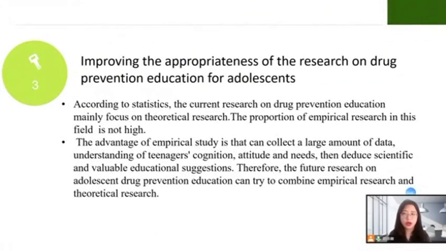The final is we hope improving the appropriateness of the research on drug prevention education for adolescents. According to the statistics, the current research on drug prevention education focuses on theoretical research. The proportion of empirical research in this field is not high. The advantage of empirical study is that it can collect a large amount of data, so we can understand the teenagers' cognition, attitude, and needs, then deduce scientific and valuable educational suggestions. Therefore, the future research on adolescents drug prevention education can try to combine the empirical research and the theoretical research.